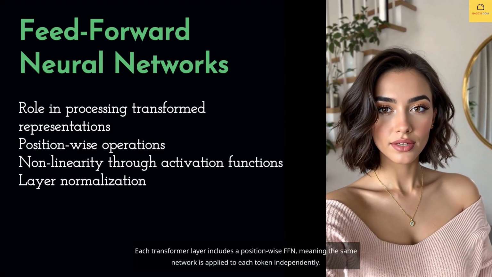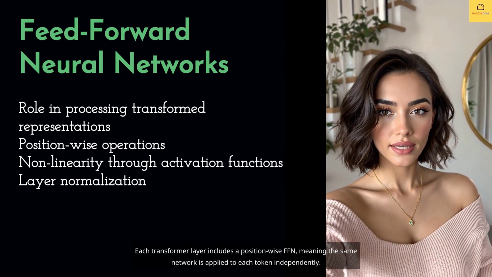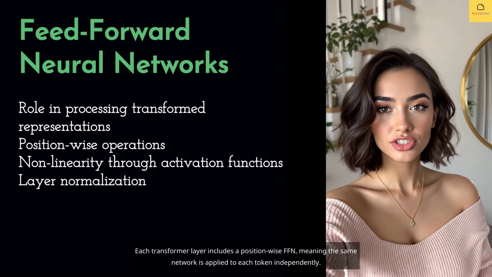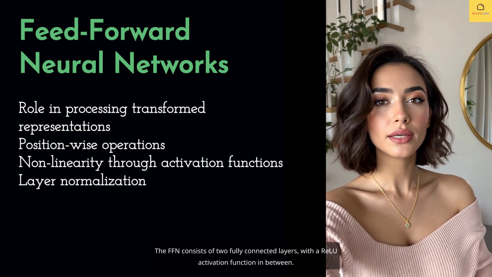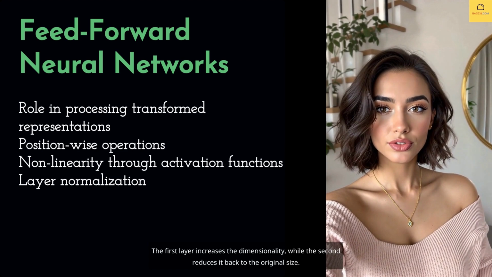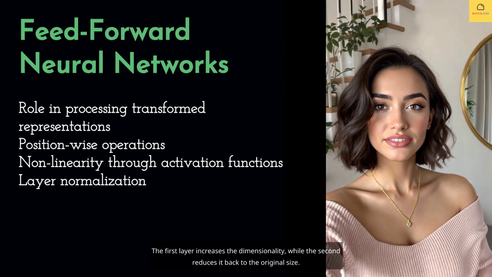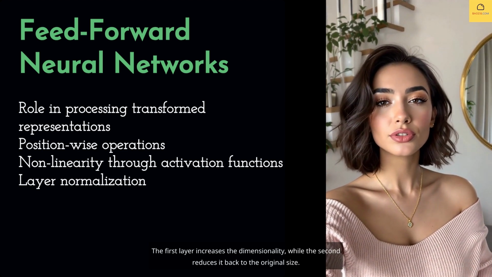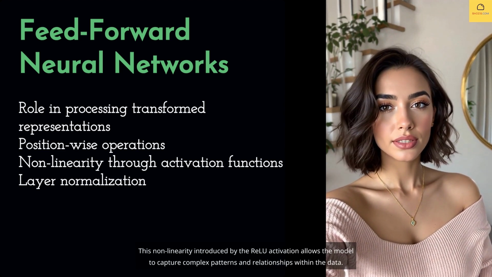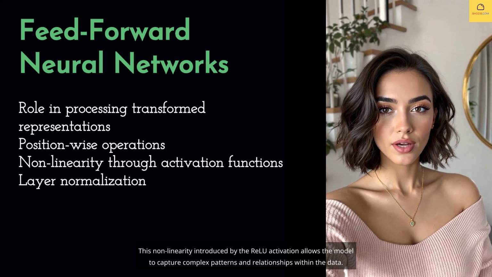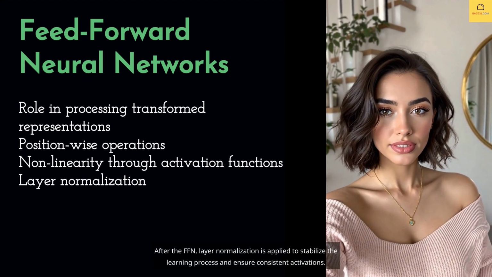Each transformer layer includes a position-wise FFN, meaning the same network is applied to each token independently. The FFN consists of two fully connected layers with a ReLU activation function in between. The first layer increases the dimensionality, while the second reduces it back to the original size. This nonlinearity introduced by the ReLU activation allows the model to capture complex patterns and relationships within the data.